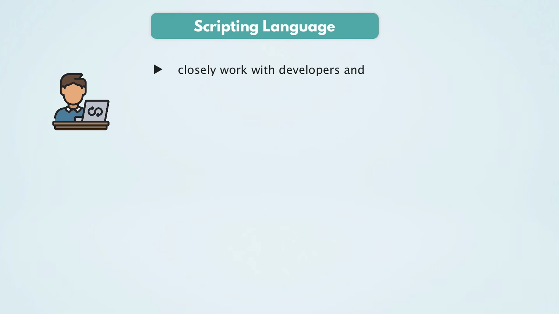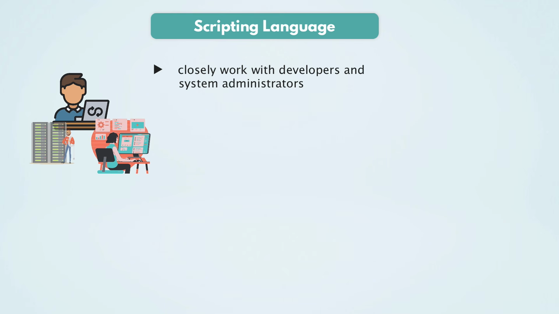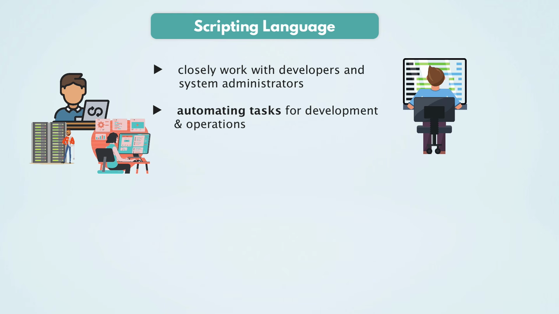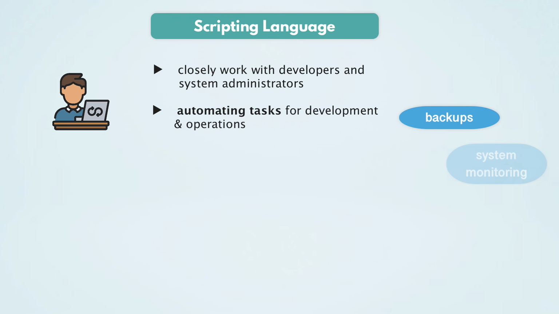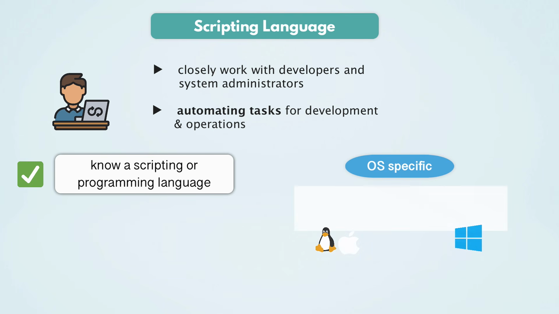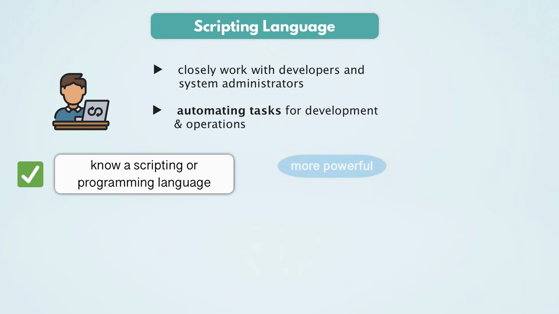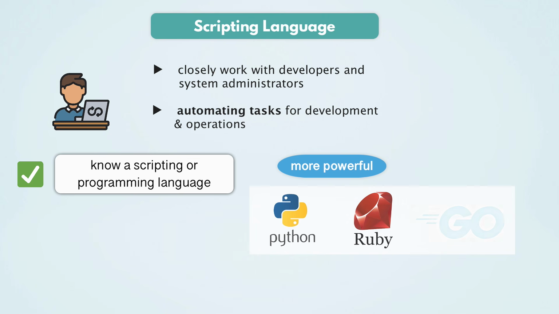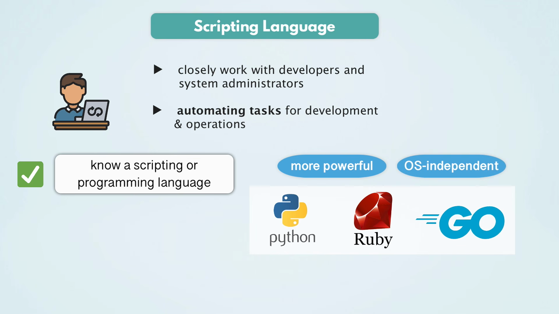In addition, since you are closely working with developers and system administrators, to also automate some of the tasks for them, you would most probably need to write scripts, maybe small applications to automate tasks, like doing backups, system monitoring tasks, cron jobs, network management, and so on. In order to be able to do that, you need to know a scripting language. This could be an operating system specific scripting language like Bash or PowerShell, or what's even more demanded, a more powerful and flexible language like Python, Ruby, or Golang, which are also operating system independent.